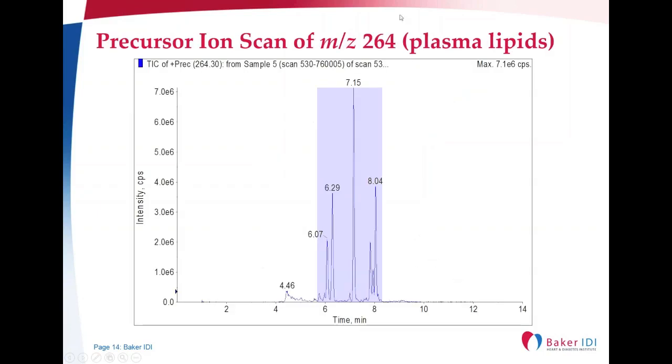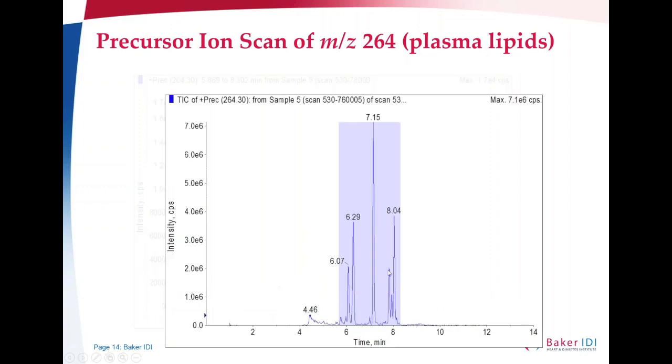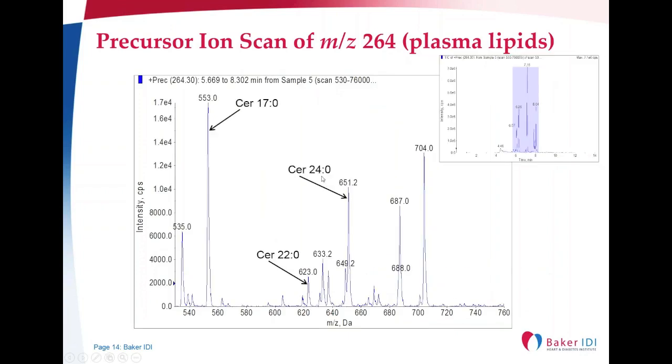So if we perform a precursor ion scan for this mass to charge 264 across our chromatographic run, we see a number of peaks coming up that correspond to ceramides, and if we extract out the spectra corresponding to the signals that we've acquired, we can start to identify specific ceramide species that are abundant in the human plasma that we've started with. And there's a couple shown here, as well as our internal standard, which is a ceramide with an odd carbon chain backbone.